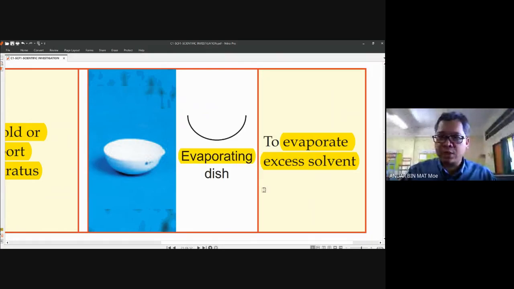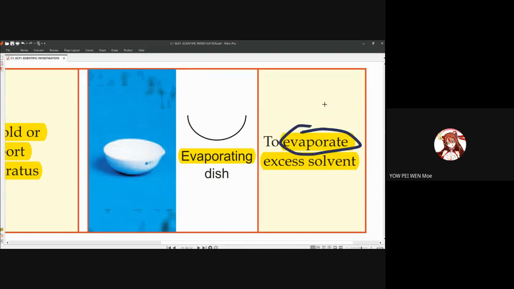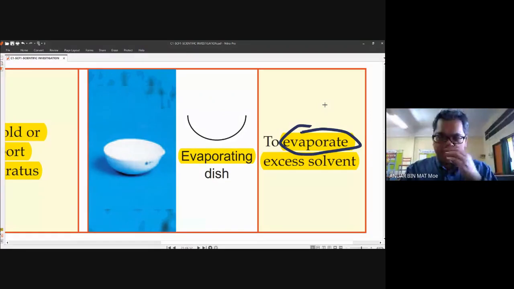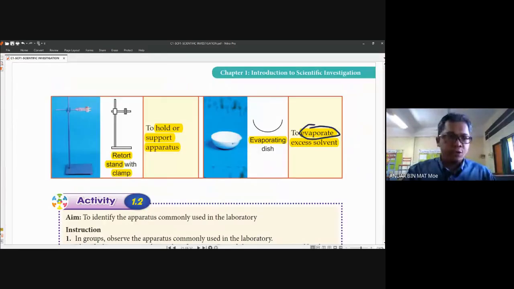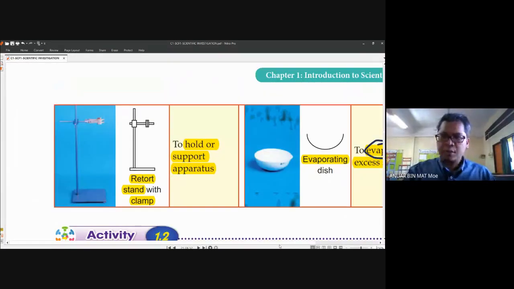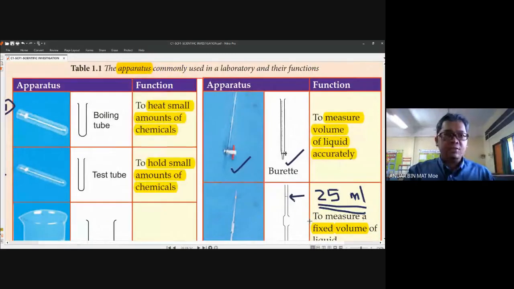What does evaporate mean? Anybody can explain to me? Yes, the liquid becomes gas. Evaporate means the liquid will become gas. Very good. Any problem with the apparatus? Make sure you understand how to identify the apparatus, how to draw the apparatus, and the function of the apparatus. Any problem? No. Okay.